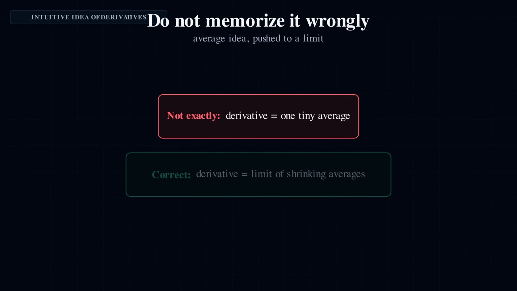The most important correction is this. Derivative is not a strange new object disconnected from average velocity. It grows out of average velocity. But it is also not just an ordinary small average. It is the limit of average rates as the interval shrinks toward 1 point.